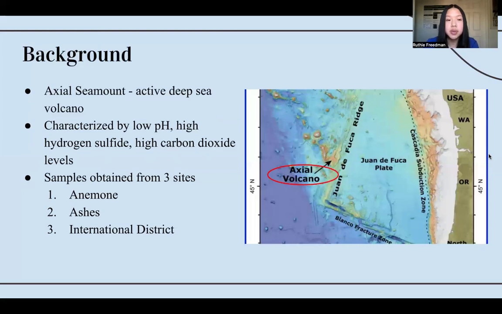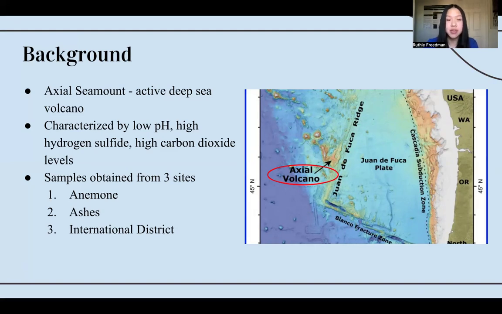The hydrothermal vent that we examined was Axial Seamount, which is an active deep sea volcano along the Juan de Fuca Ridge, off the coast of Cannon Beach, Oregon. On this map, you can see the ridge, here's Oregon, and here's where our volcano is. Axial volcano is characterized by low pH, high hydrogen sulfide, and high carbon dioxide levels.